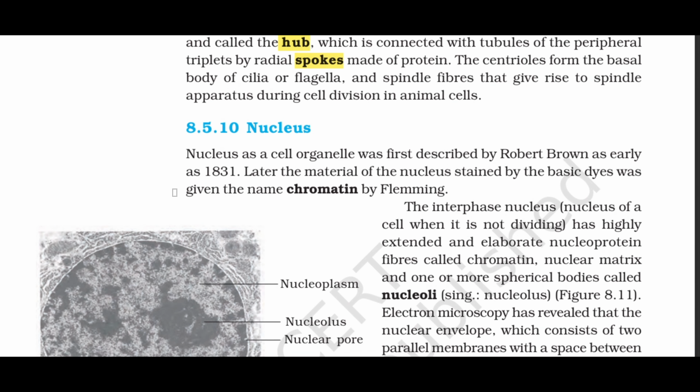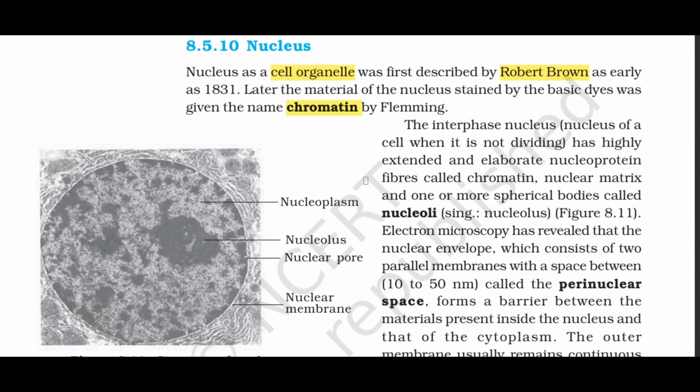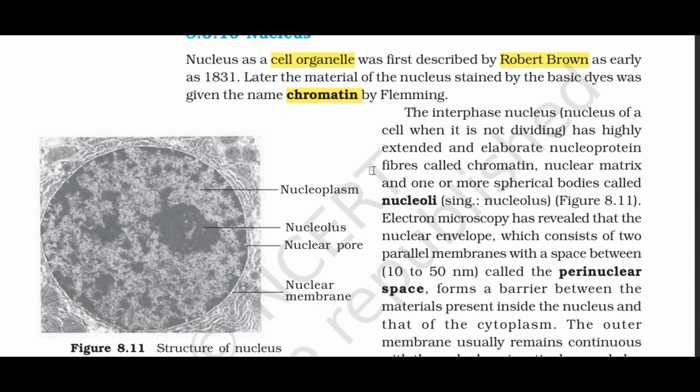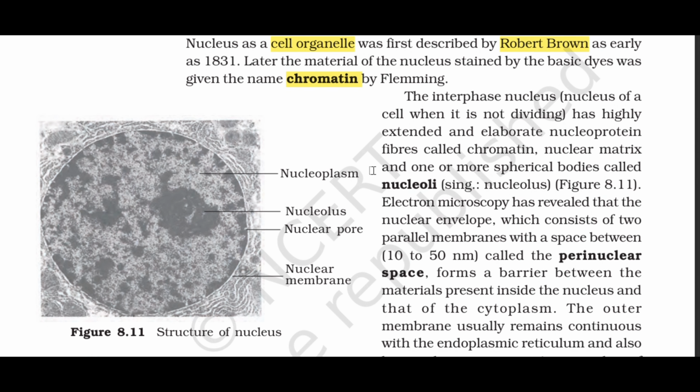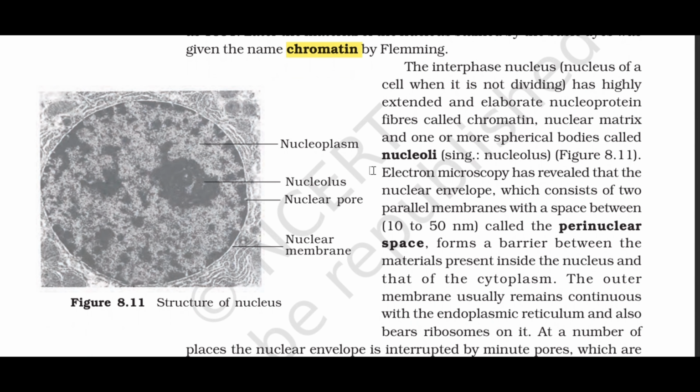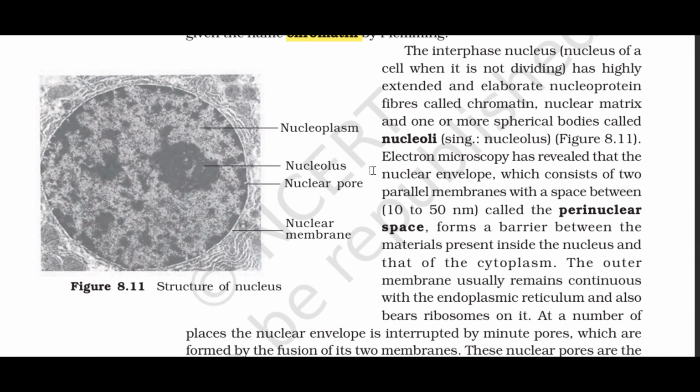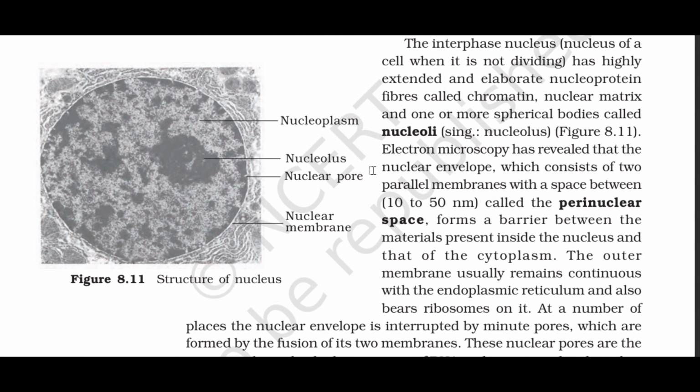8.5.10 Nucleus. Nucleus as a cell organelle was first described by Robert Brown as early as 1831. Later, the material of the nucleus stained by basic dyes was given the name chromatin by Flemming. The interphase nucleus of a cell, when it is not dividing, has highly extended and elaborate nucleoprotein fibers called chromatin, nuclear matrix, and one or more spherical bodies called nucleoli, singular nucleolus, Figure 8.11. Electron microscopy has revealed that the nuclear envelope, which consists of 2 parallel membranes with a space between 10 to 50 nanometers, called the perinuclear space, forms a barrier between the materials present inside the nucleus and that of the cytoplasm.